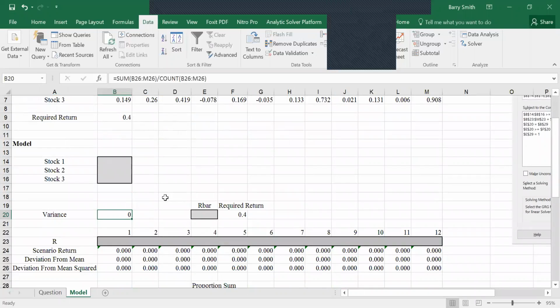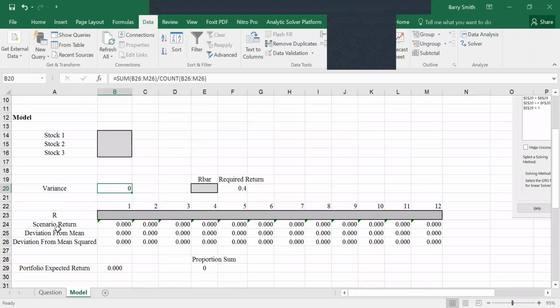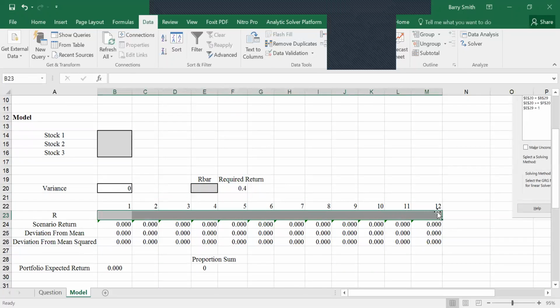The variance, that's going to come from down here, but we need to calculate the variance. We also have R bar, which is going to be the required return value, and then all that calculated R, that's going to come into play. That's going to be what we're looking for in our Solver.